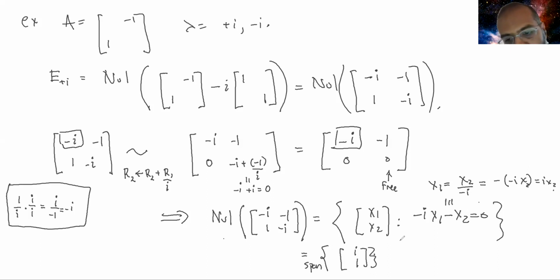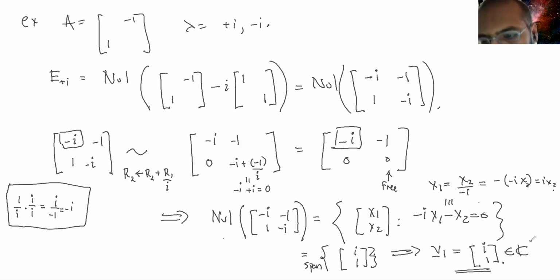So in particular, what that means is the first eigenvector can be taken to be (i, 1). And this is now a vector in C2, not in R2. So the price we paid for being able to always get eigenvalues is that now our eigenvectors can be complex.